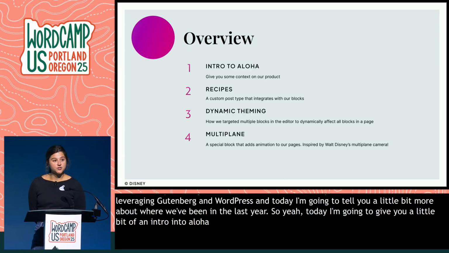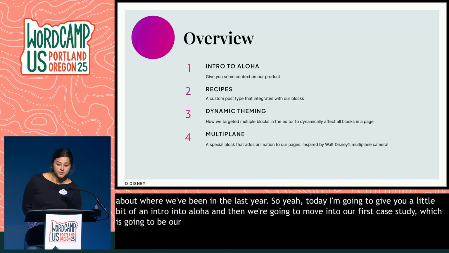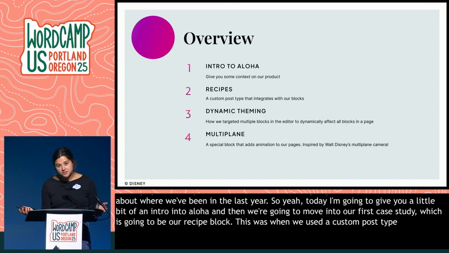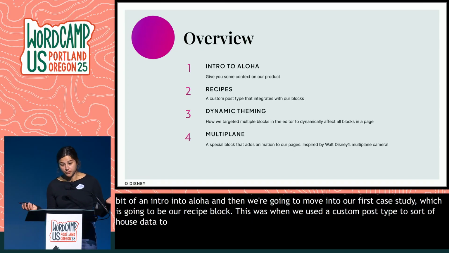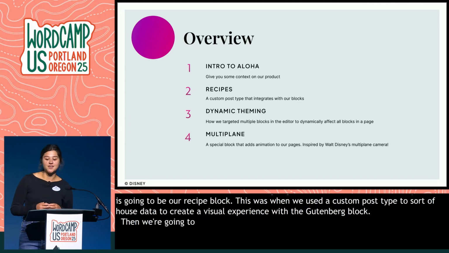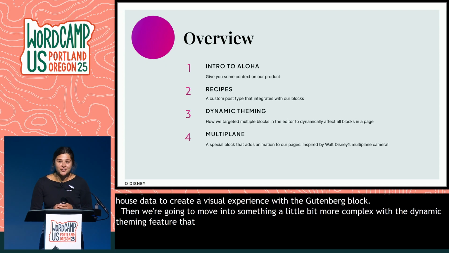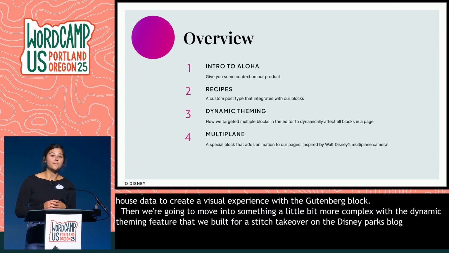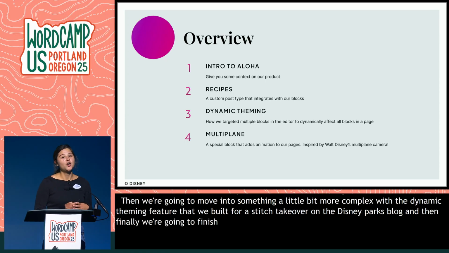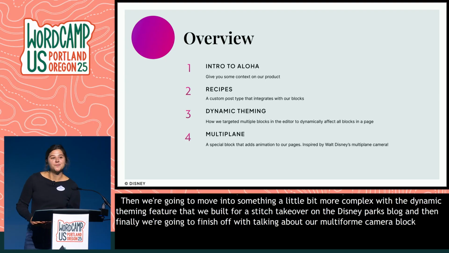And then we're going to move into our first case study, which is going to be our recipe block. This was when we used a custom post type to house data to create a visual experience with a Gutenberg block. Then we're going to move into something a little bit more complex with the dynamic theming feature that we built for a Stitch takeover on the Disney Parks blog. And then finally, we're going to finish off with our multiplane camera animation block, which is a reusable block that can create motion and magic for site visitors.